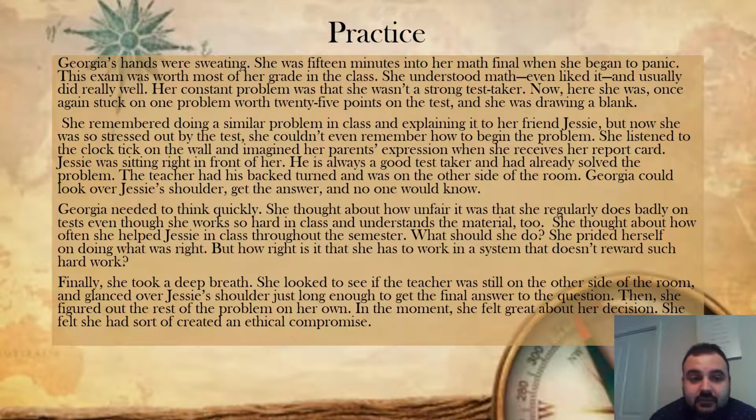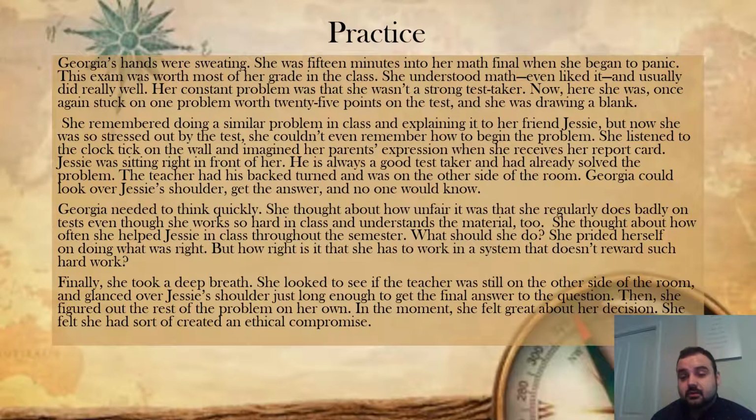She listened to the clock tick on the wall and imagined her parents' expression when she receives her report card. Jessie was sitting right in front of her. He's always a good test taker and had already solved the problem. The teacher had his back turned and was on the other side of the room. Georgia could look over Jessie's shoulder, get the answer, and no one would know. Georgia needed to think quickly. She thought about how unfair it was that she rarely does well on tests even though she works so hard in class and understands the material too. She thought about how often she helped Jessie in class throughout the semester.